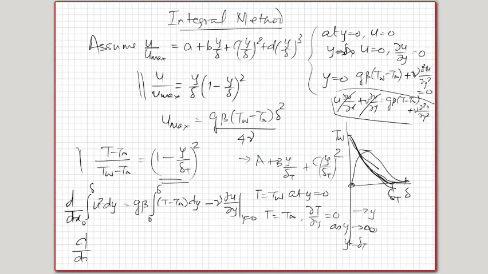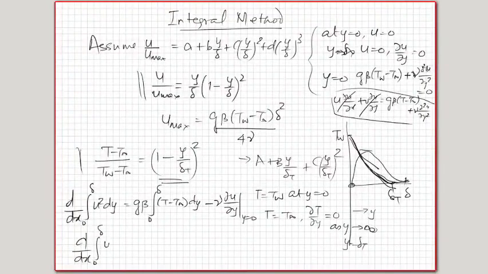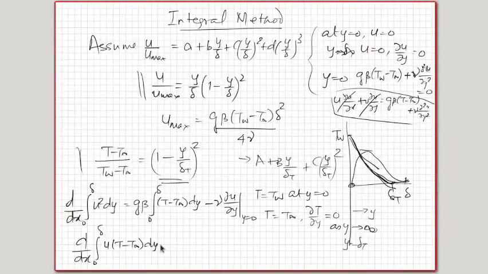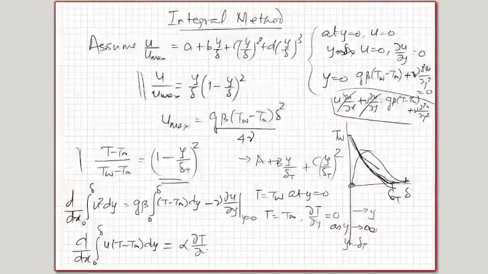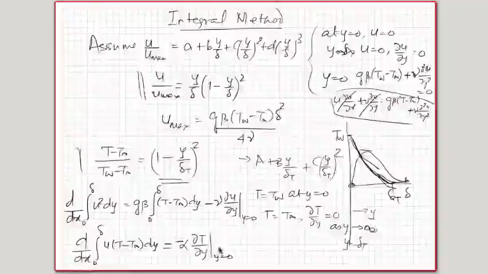I get d by dx of the integral from 0 to delta of u into t minus t infinity dy, which will be equal to, again, you get alpha times del t by del y at y equal to 0 with a minus sign, right? Because it will be alpha del square t by del y square. So that is the second equation.